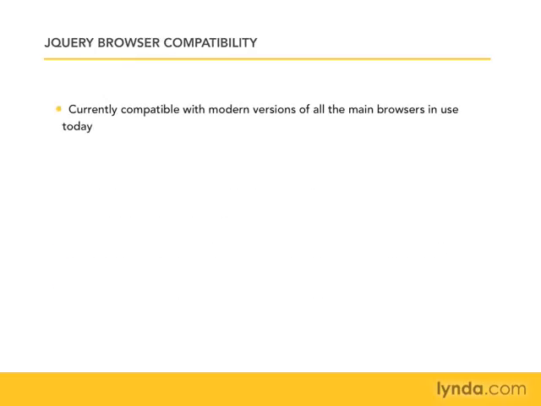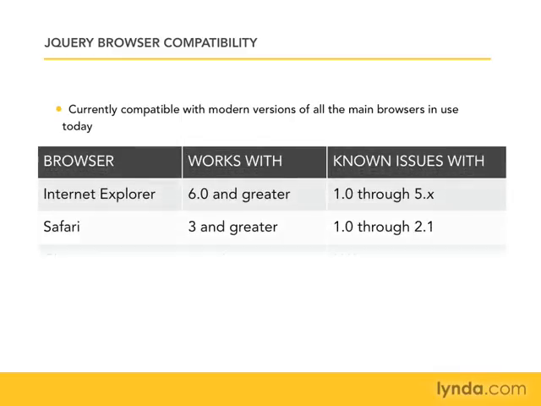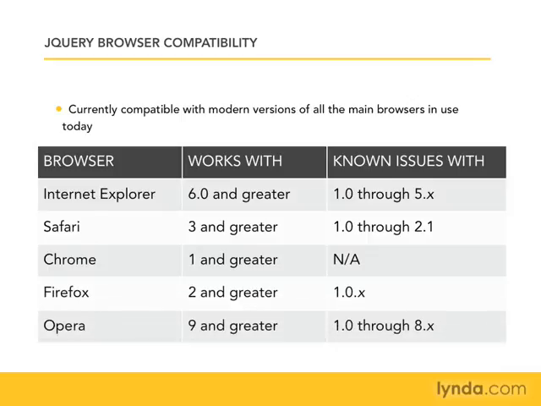jQuery is currently compatible with modern versions of all the main browsers that are in use today. So you can use jQuery across Internet Explorer, Safari, Chrome, Firefox, and Opera. And you can see that it works with all the current versions, going back in some cases pretty far. So you can see jQuery works with IE 6 and later. But there are some known issues with some of the browsers, and I've listed those here in the table. So you can see which browsers work well with jQuery and which ones don't. But the main point here is that all of the main browsers that are in use today, this should cover the vast majority of all the browsers that your code is going to encounter.